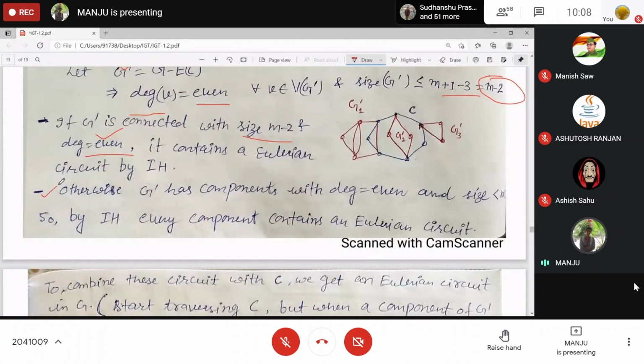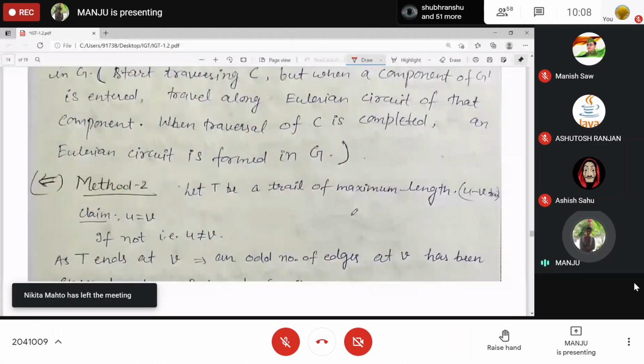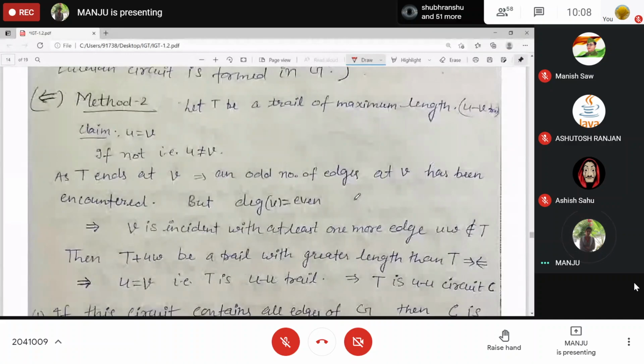Clear? If G dash is disconnected, then the same happens with each component. There will be at least 2 components. Suppose G1, G2, G3 are these components, then obviously the size as well as the order is reduced, right? For these components G1 dash, G2 dash, and G3 dash, according to our induction hypothesis, there exists an Eulerian circuit for each. Combining all these Eulerian circuits with this cycle will give you an Eulerian circuit for the bigger graph, that is G. Okay? Any doubt?